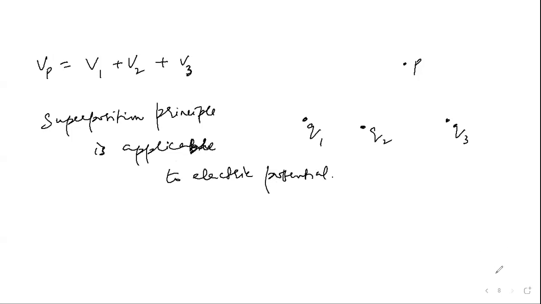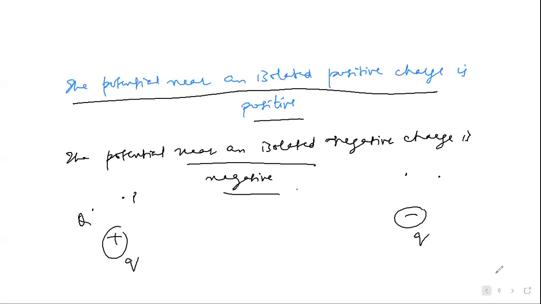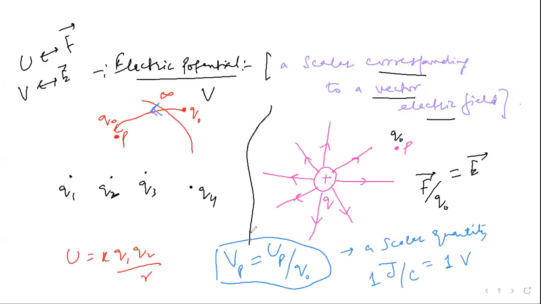Sometimes, let me move back. So we defined the electric potential. We were moving the test charge from infinity to point P. Sometimes both the points are within the field, the electric field, and we write this expression.